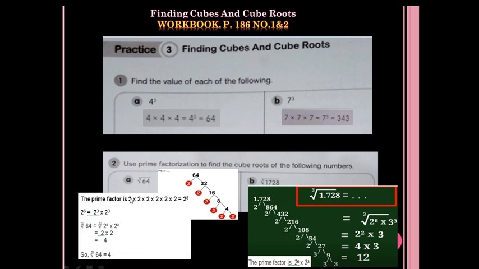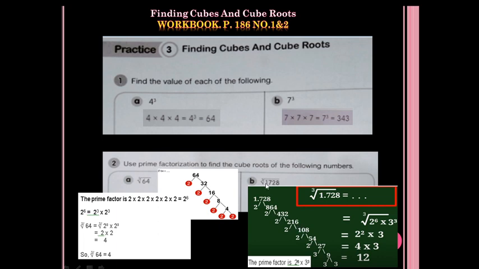So the prime factors 2 times 2 times 2 times 2 times 2 times 2 equals 2 to the power of 6, which equals 2 cubed times 2 cubed. And then the cube root of 64 equals the cube root of 2 cubed times 2 cubed. Each cube divided by 3 equals 1. If we open this root, there is no root anymore. That means 2 times 2, and 2 times 2 equals 4. So the cube root of 64 is 4.